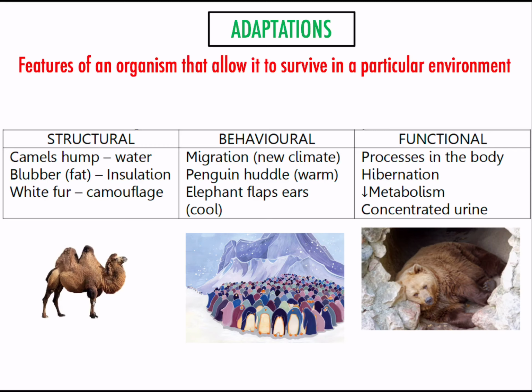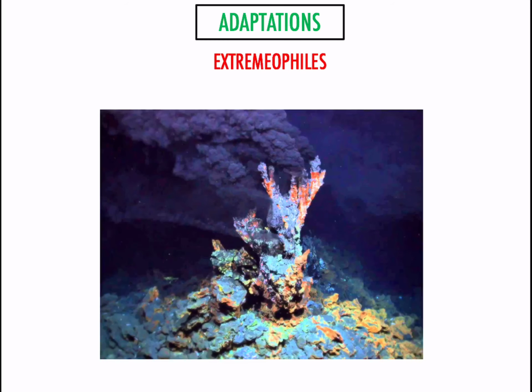Also, camels, for example, produce concentrated urine. That means their kidneys are very effective at reabsorbing water from the urine. Again, this part of their kidneys is a functional adaptation. Okay, extremophiles are bacteria or microorganisms that can live in very harsh environments, such as under the sea, where there is a high pressure and high temperature. So these guys can live there.